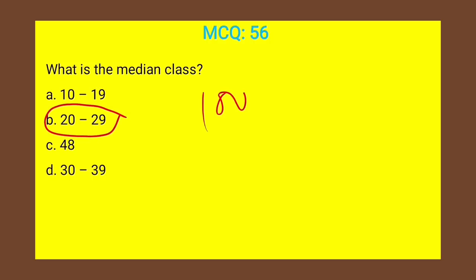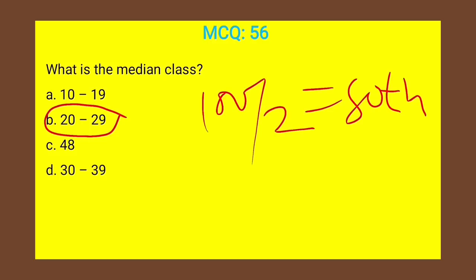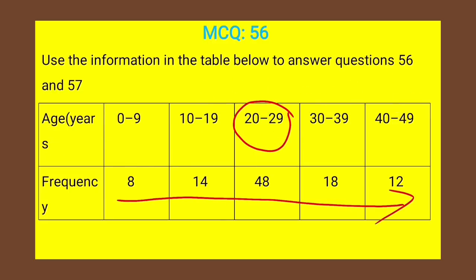Because 100 divided by 2, I'm going to get what? 50. So that's the 50th position. For me to get that, I need to add the frequencies in ascending order up to 50, right? Once I get the 50, the class in which I was able to get the 50th position will be my median class. So let's take note of that.